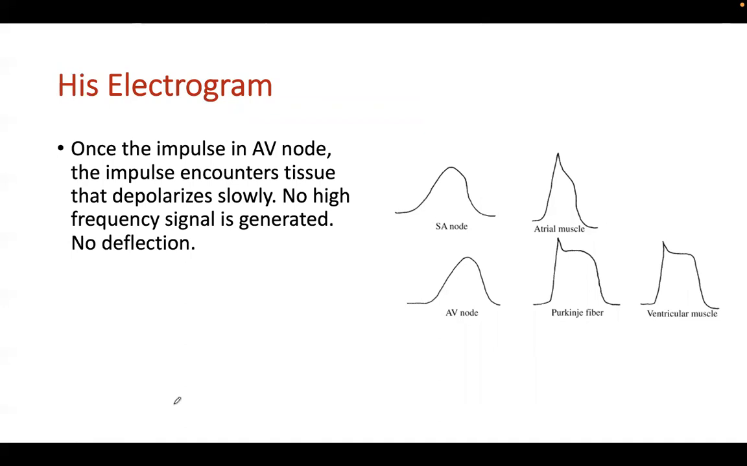Just specifically for the His electrogram, the His EGM is a signal that is seen within the His bundle, not the AV node. We do not see the electrical activation within the AV node. We only see the electrical activation at the bundle of His, which is just distal to the AV node. This is an important piece of information that you need to know.